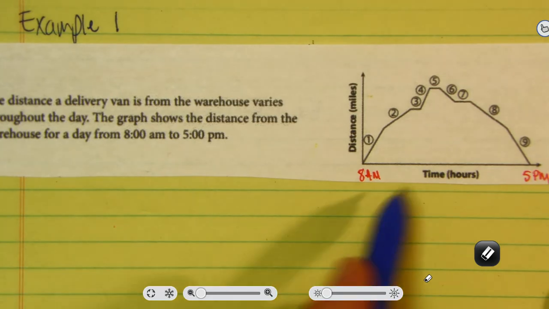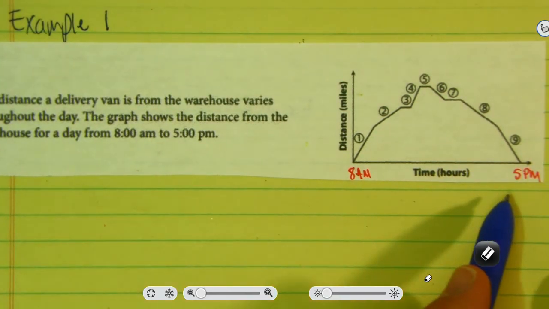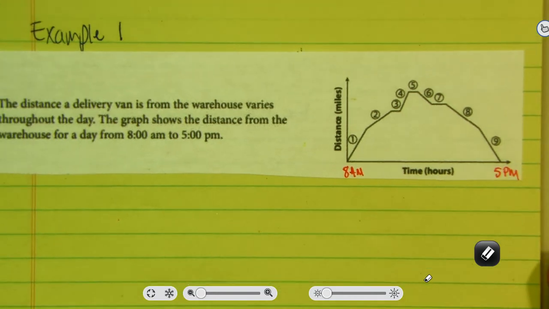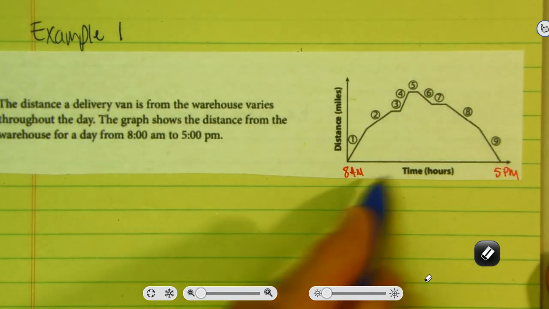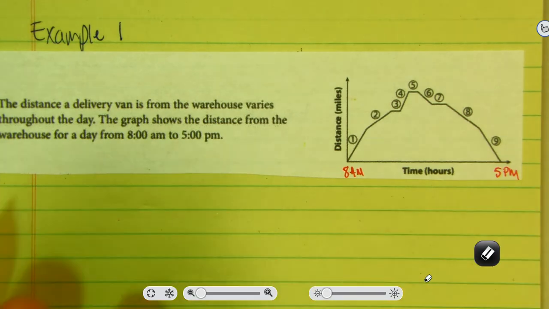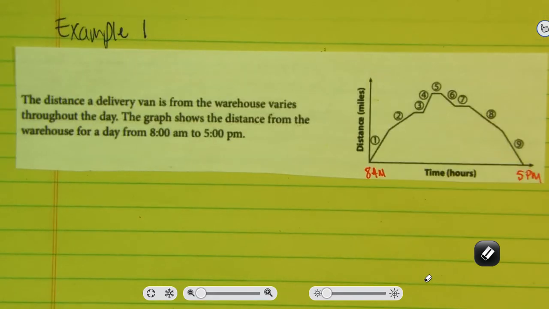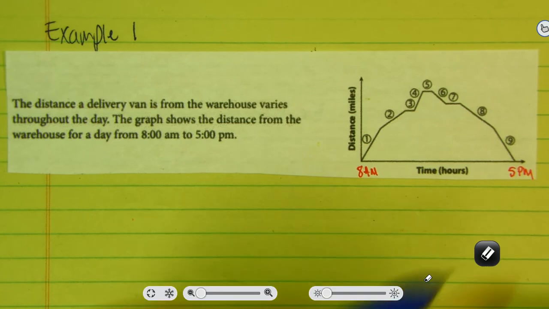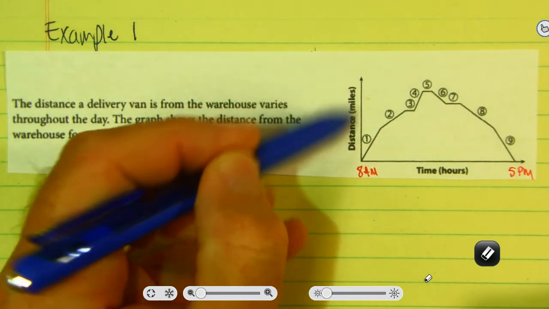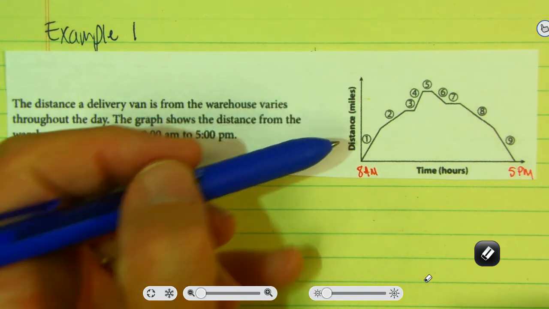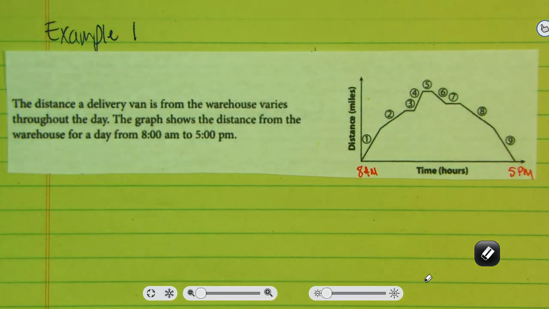My x-axis represents the time. In other words, my horizontal axis is showing the time. The time starts at 8 a.m. and ends at 5 p.m. We might not always write it that way. We might put it in terms of minutes, but that's what I did. And then notice the vertical axis, or the y-axis, is in terms of distance. Now we're talking about the distance from the warehouse.